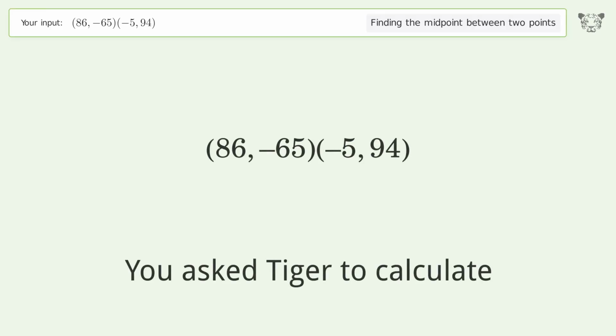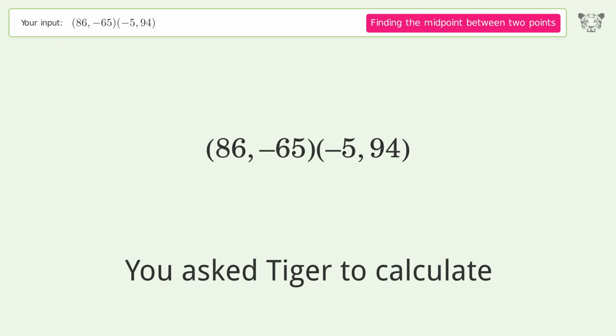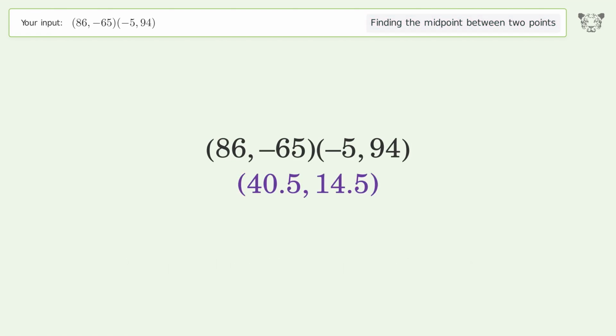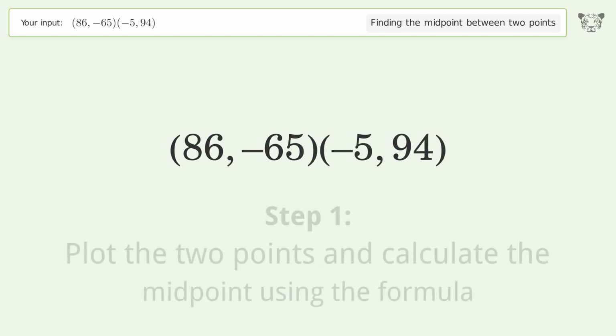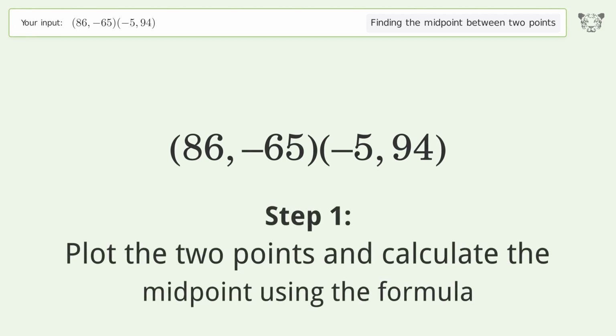You ask Tiger to calculate. This deals with finding the midpoint between 2 points. The midpoint between the 2 points is 40.5, 14.5. Let's solve it step by step. Plot the 2 points and calculate the midpoint using the formula.